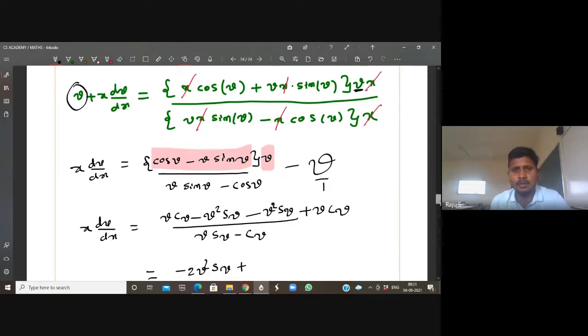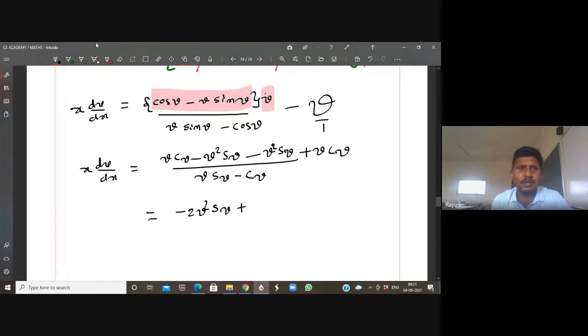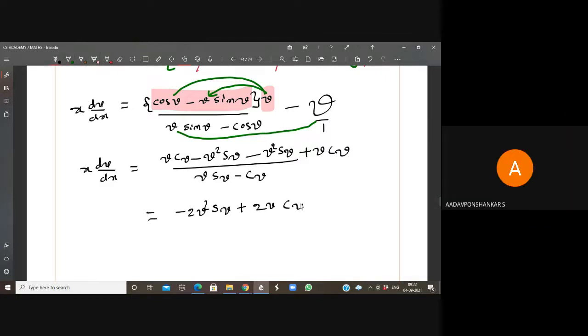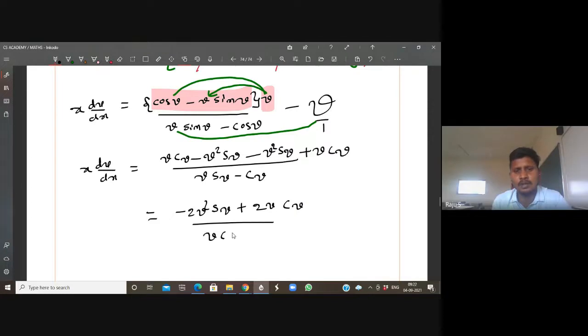Now I want to multiply with v here. When I multiply with v here, v into cos v is v cos v. V into v square, v square sin v. When I take LCM, v into v square sin v. Minus into minus plus v into cos v by v sin v minus cos v.